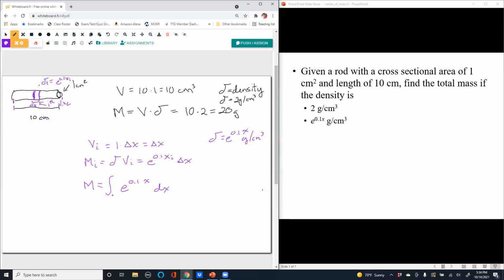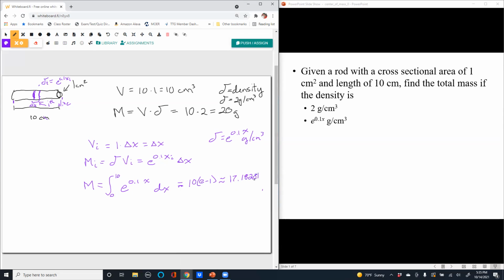Thoughts on our limits? Is it 0 to 10? Very nice, Mark. 0 to 10. Now, it doesn't say in the problem, we're assuming that this density is measured from the left end of the rod. So this definite integral is going to give us our total mass. Calculating this, you get 10 times (e minus 1). Like I said, we're not going to spend a lot of time solving definite integrals. We did that back in the first module. So we're focused more on how to set these up this module.